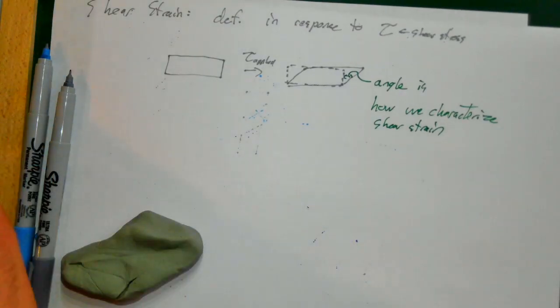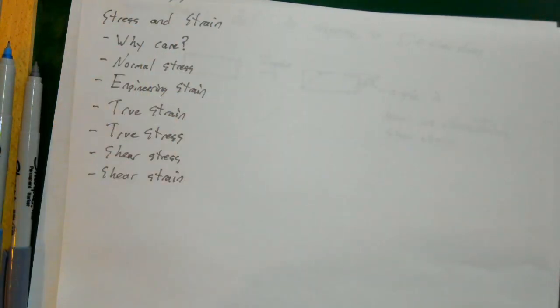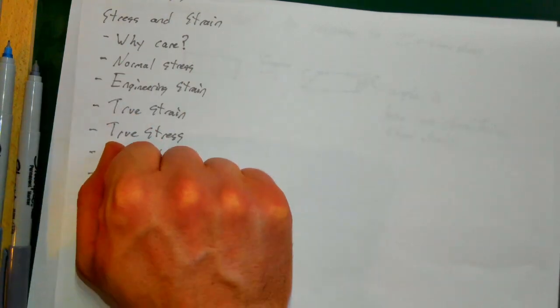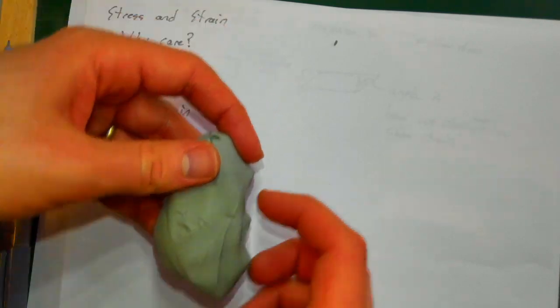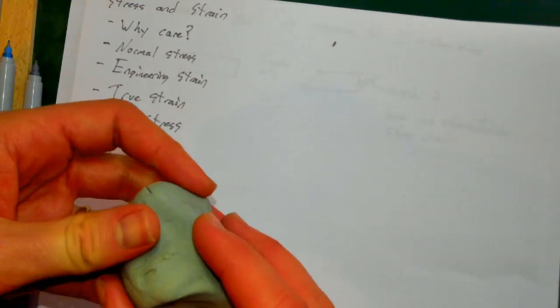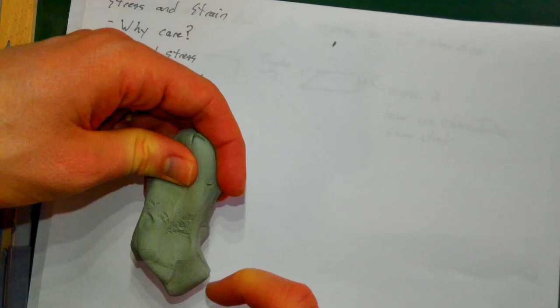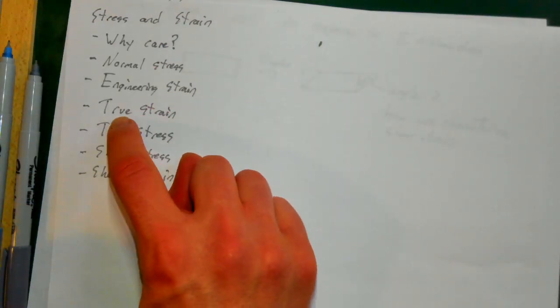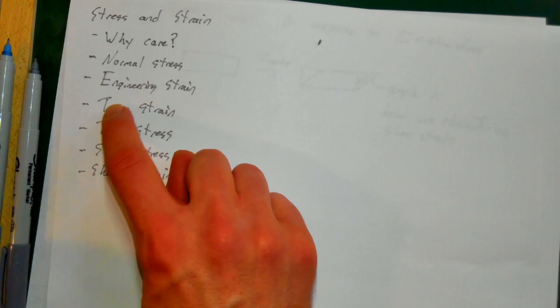All right, so thus concludes our discussion of stress and strain. Why we care about things not breaking and things not stretching too much. Being able to quantify stress and strain is how engineers make sure all these things work. We talked about normal stress, which is associated with a force perpendicular to a surface divided by a cross-sectional area. We talked about engineering strain, which is the change in length divided by the original length. Then we talked about true strain, which has a weirder formula.